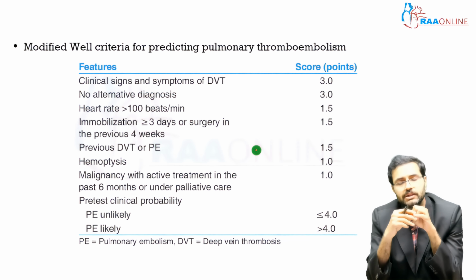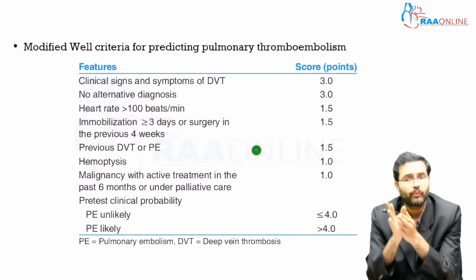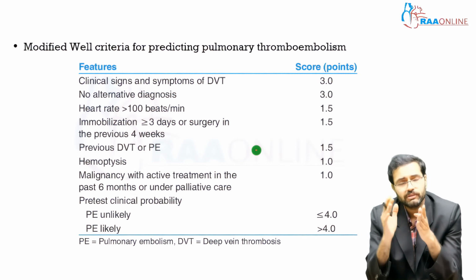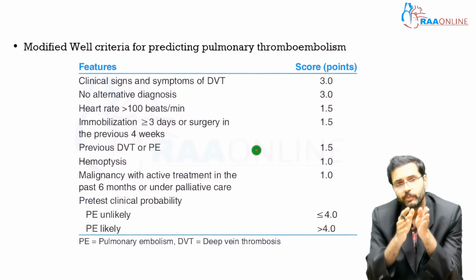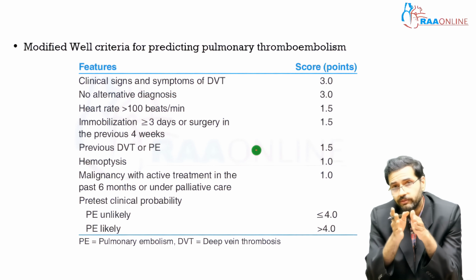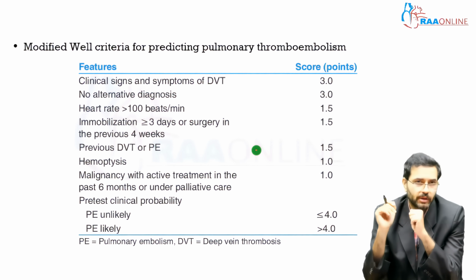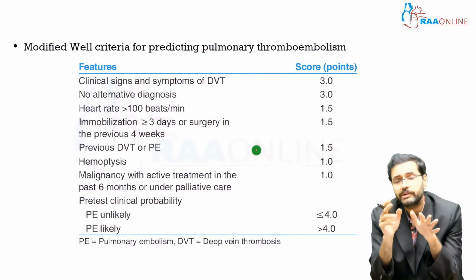If there is hemoptysis, 1. Malignancy with active treatment in the past 6 months, or the person is under palliative care, again a score of 1 is assigned. If the total score is more than 4, then there is a very high likelihood of a pulmonary thromboembolism. If the score is less than 4, then pulmonary thromboembolism is unlikely. So this is called the modified Wells criteria for predicting pulmonary thromboembolism.